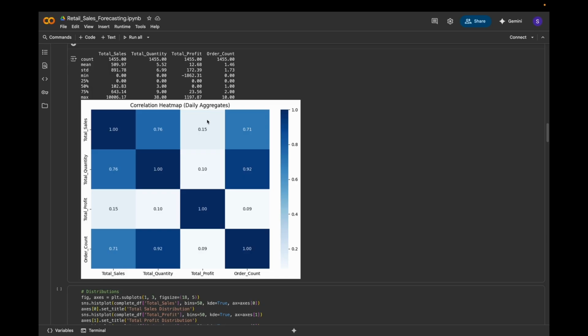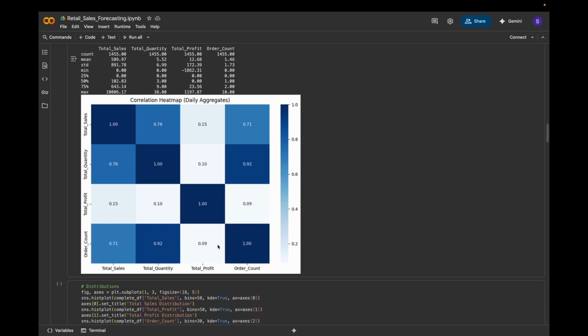So in this visualization, we can see that the darker it is, the higher the correlation, as opposed to the lighter it is. So for example, total quantity has a higher correlation with order count as opposed to total profit, which has less of a correlation with order count. So yeah. Next we move on to distributions.